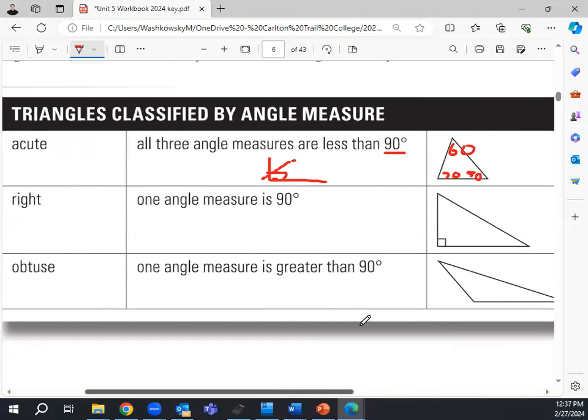Right angle triangles, we know what that is. We know one of those angles is 90 degrees. We represent that with a little box. And the other type of triangle we can get is an obtuse triangle, where one of these angles is bigger than 90 degrees. It's a larger triangle. So those are the three different kinds that we can get. That's by when you look at the angle measure. You have acute, right, and obtuse.